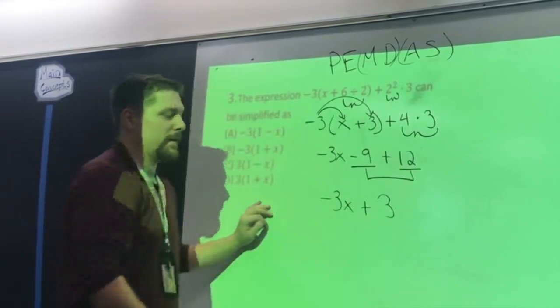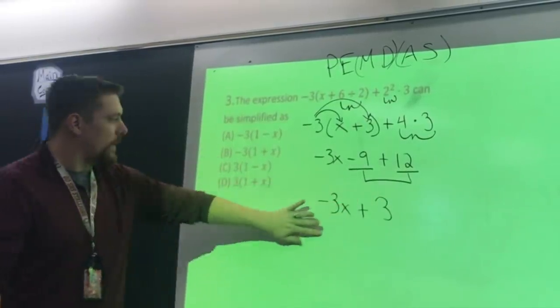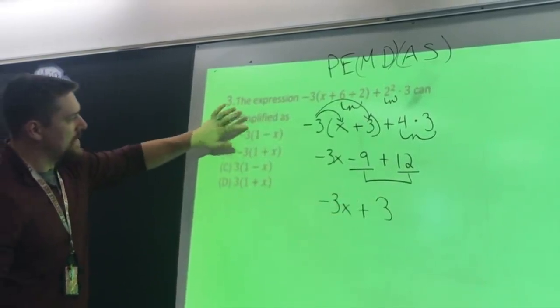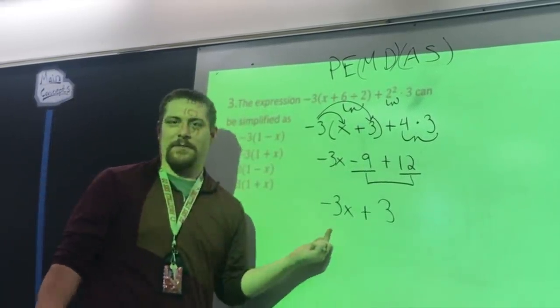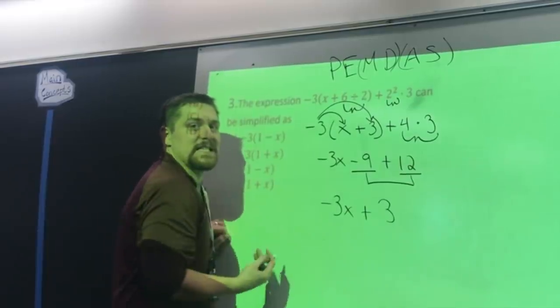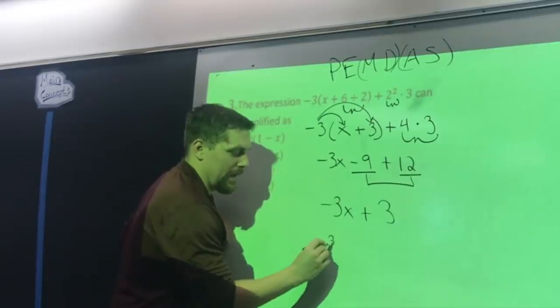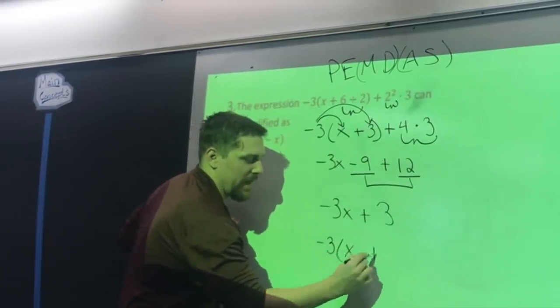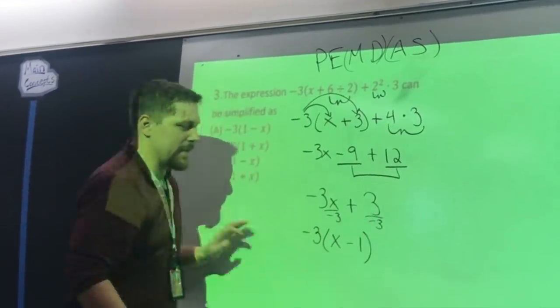-3x plus 3. Okay? Now, it's at this point where, if I look at my answers over here, I see that they pulled out a 3. Well, by coincidence, heck, I can pull out a 3. So I'm going to take a GCF, greatest common factor, of a 3 out. -3, x minus 1. I took and divided each of these by -3 to get this answer.